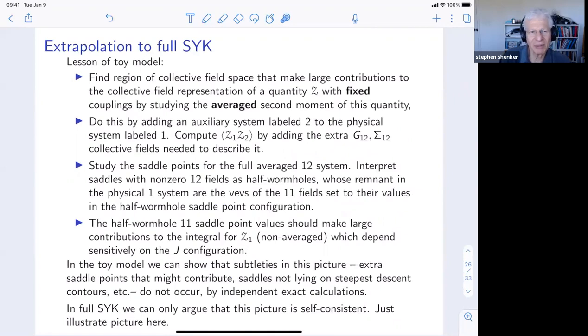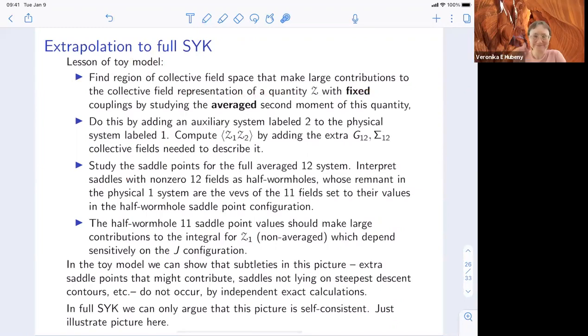Well, I don't have a lot of time left, but let me briefly say what we think happens when you try to extrapolate to the full SYK, which is a toy model in itself. Here are the lessons, I think, that this toy of a toy model produces. You find a region of collective field space that makes large contributions to the collective field representation of a quantity, script Z.